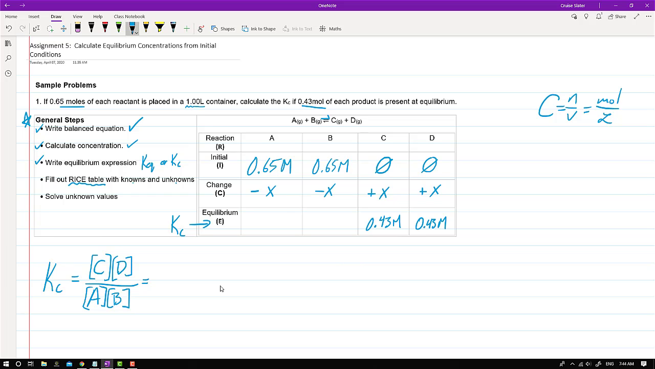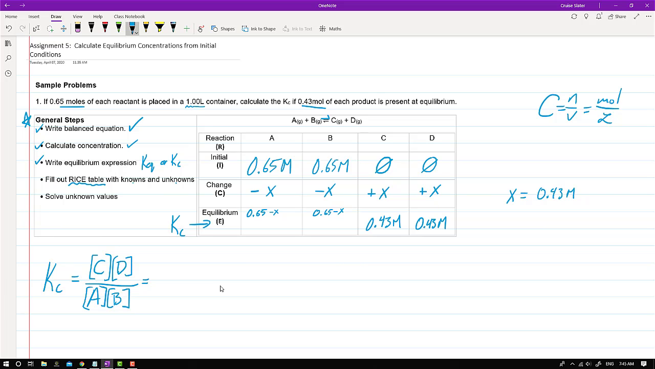What this means is that I solve for x, my change, and I can take that change and subtract it from my initial conditions to figure out what A and B are at equilibrium. So let's do that really quickly. You can sometimes do this right in the equation. Sometimes I like to do this right in the table, 0.65 minus x, and this one is going to be 0.65 minus x, just as a reminder to myself of where I'm getting these numbers. And then I can come over here and say, oh, x is 0.43. So x is equal to 0.43 molar, that's the change.